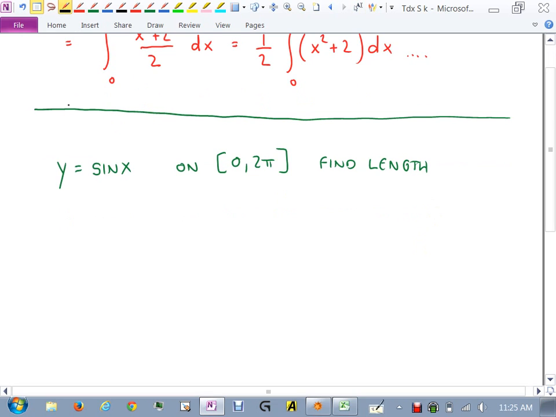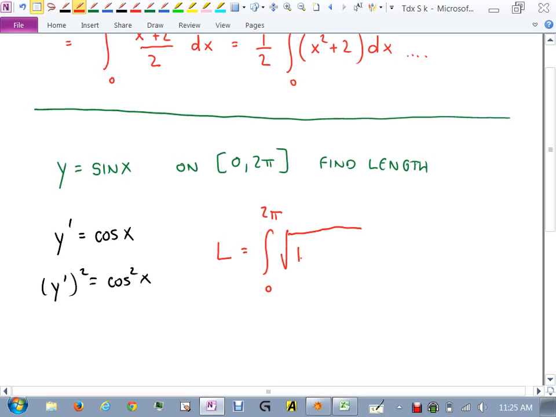So I need the derivative, don't I? That's not so bad. I need the derivative squared. It's not so bad either. Right? So let's now go to the length formula. Integral 0 to 2 pi of the square root of 1 plus cosine squared x dx.